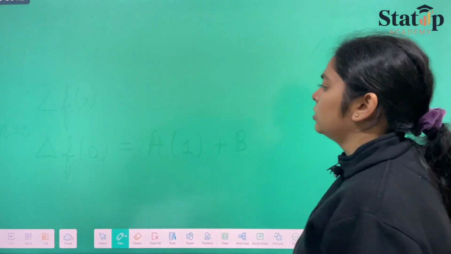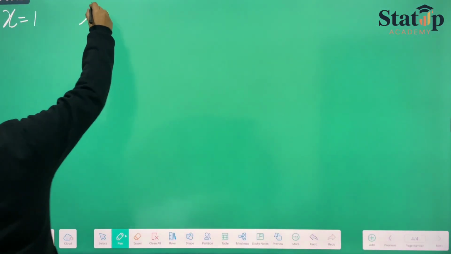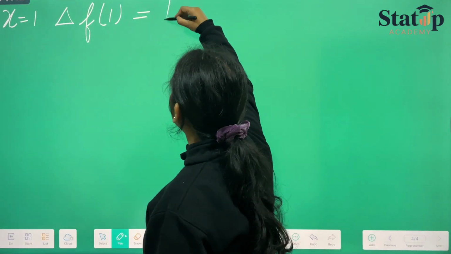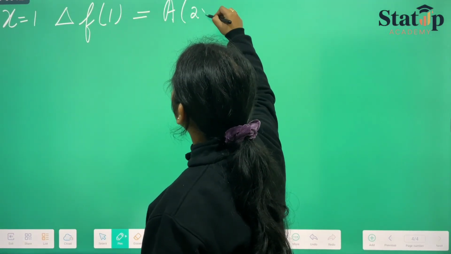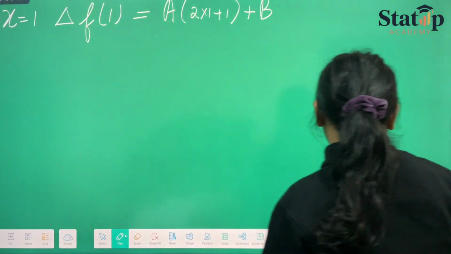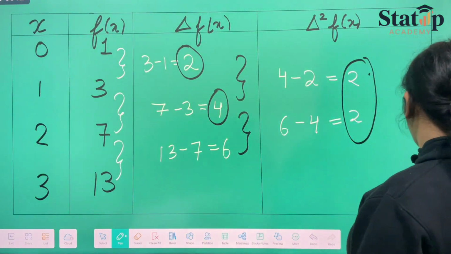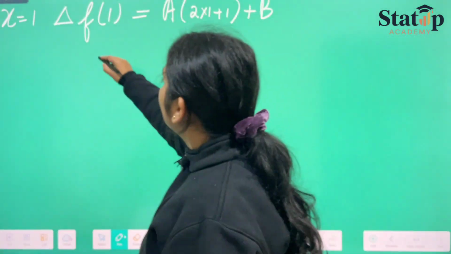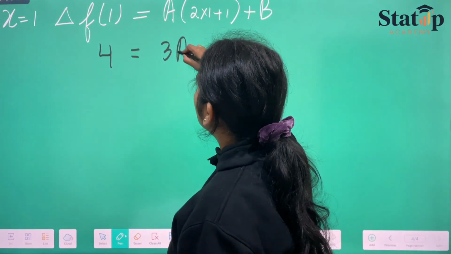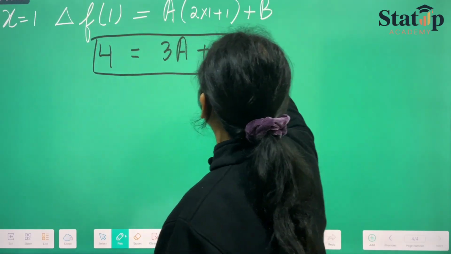Now if we put x equals to 1, then delta of f1 will be equal to a into 2 into 1 plus 1 plus b. Delta of f1, that is the second value, which is 4. So 4 equals 2 into 1 plus 1, that is 3a plus b. This is our equation number 2.